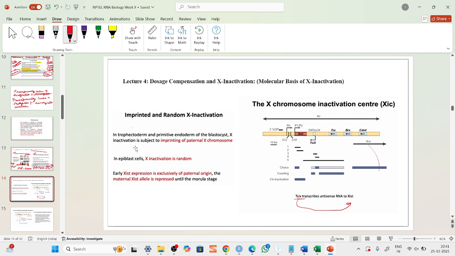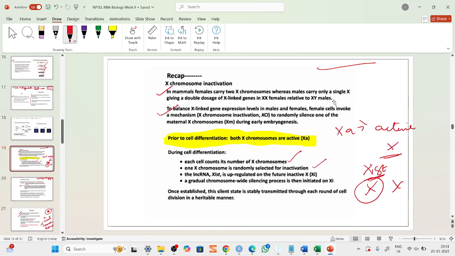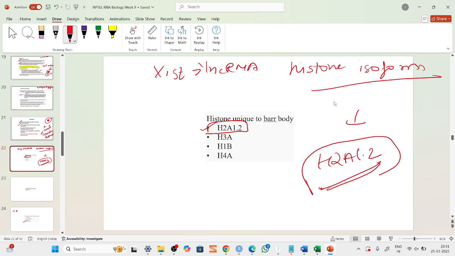This is basically imprinting of the paternal X chromosome. Then we studied the X chromosome inactivation center and the different non-coding RNAs, like Xist, Tsix, JPX and FTX. These are all present in the X chromosome inactivation center, and we covered how they help. That is what we have majorly talked about today.